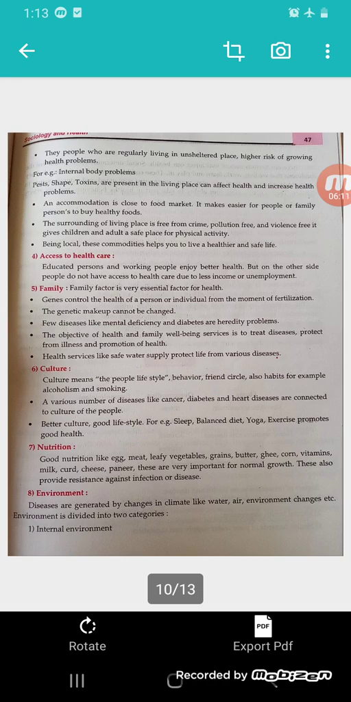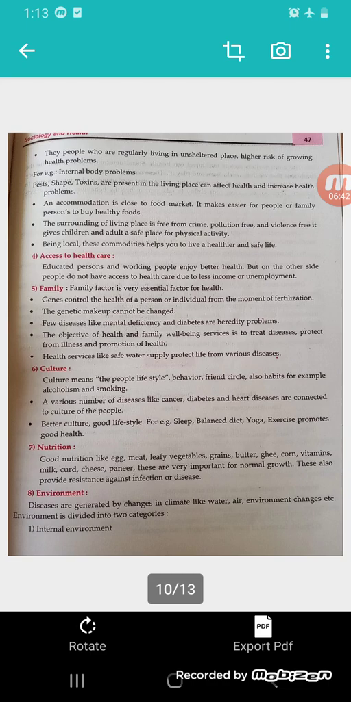Coming to the genetic factor, it is a very essential factor for health. Genes control the health of the person or individual from the moment of fertilization. The genetic makeup cannot be changed. Few diseases like mental diseases, diabetes, and typhoid are hereditary.